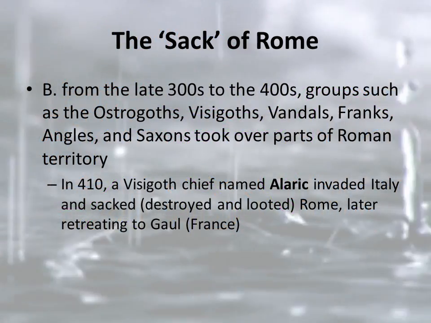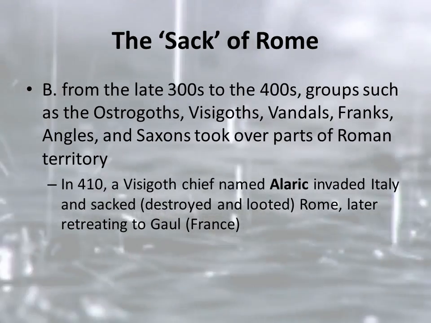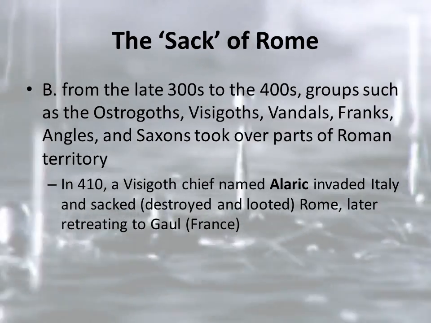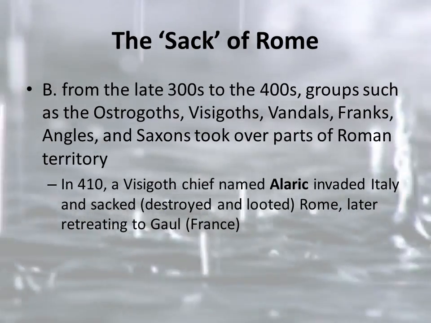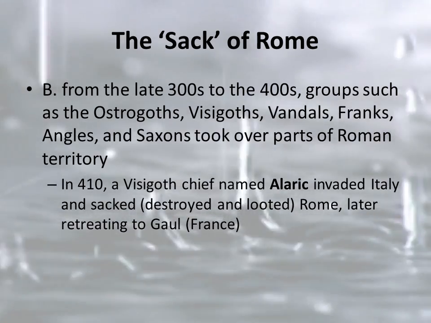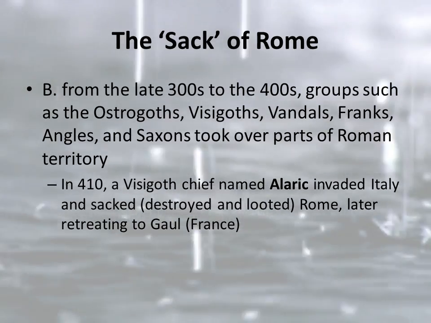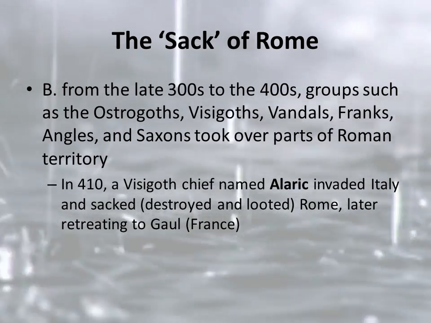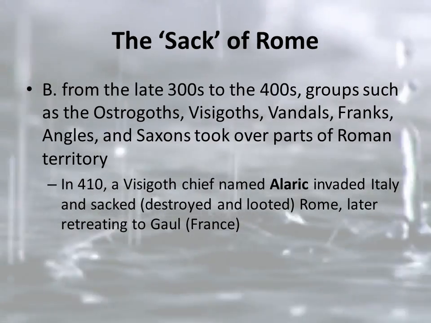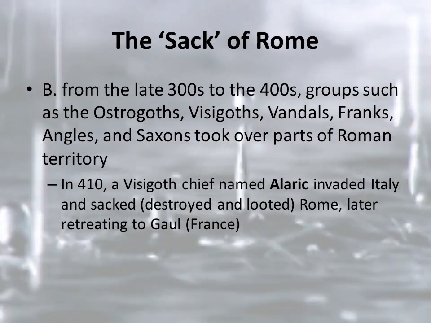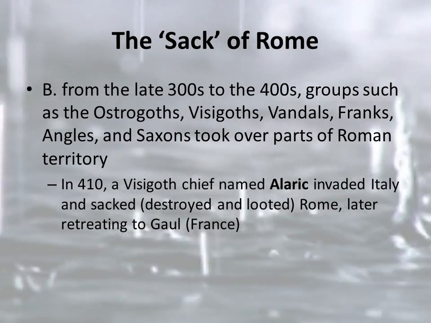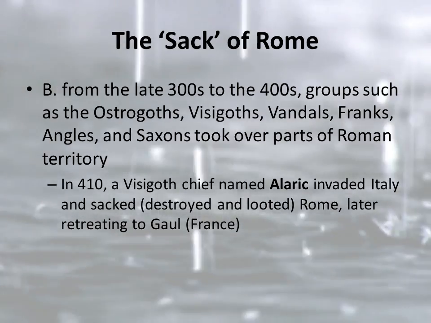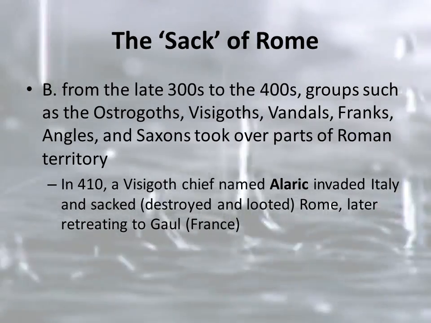As ancient Rome grew weaker and weaker, it became difficult to recognize exactly when Rome officially fell. One thing that we look at is called the Sack of Rome. From the late 300s to 400s, Germanic groups such as the Ostrogoths, the Visigoths, the Vandals, the Franks, the Angles, and the Saxons, groups you just saw on the map, took over different parts of the Roman territory bit by bit. And a very important date is 410, when a Visigoth chief named Alaric invaded Italy, and he sacked, which means he destroyed and looted, Rome.